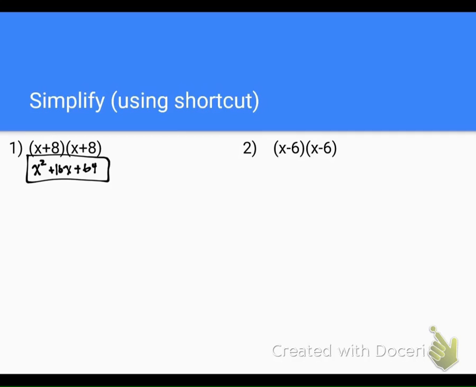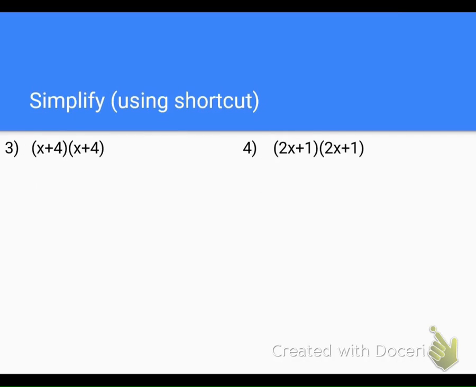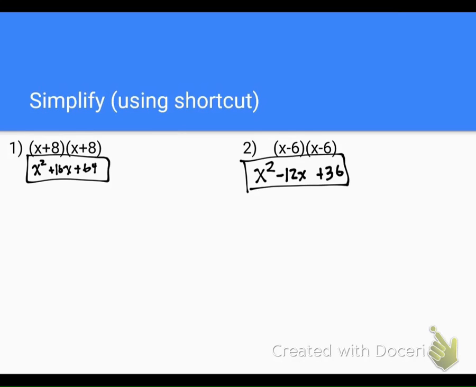Number 2. Can I use the pattern on number 2? Dab if you think I can use the pattern on number 2. Okay, good. X minus 6 times x minus 6. We got x times x is x squared, okay? Negative 6 times negative 6 is positive 36. X times negative 6 is negative 6x. I want to do that twice, so what's negative 6x times 2? Negative 12x. We're done.